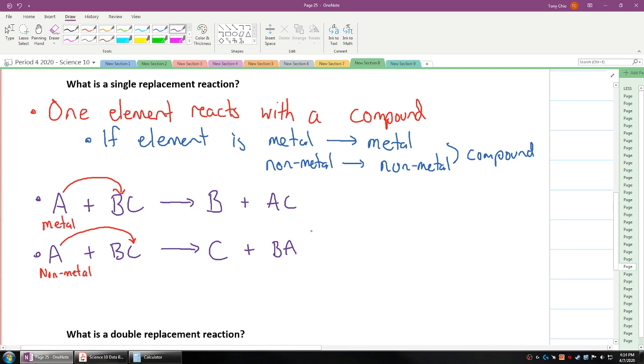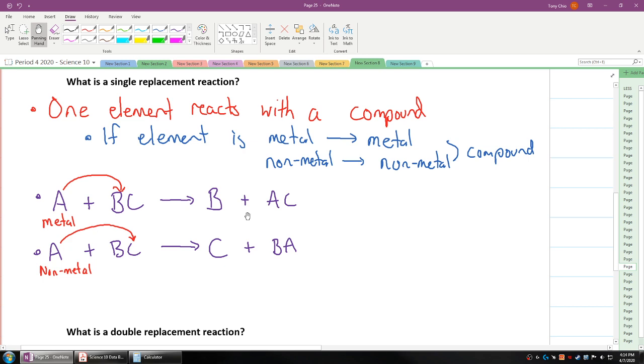So this usually happens when A is a very reactive element and it reacts to become more stable. So the product will be dependent on what is getting kicked out. Remember, ionic charges still apply.